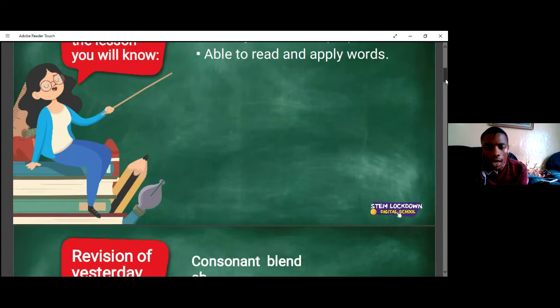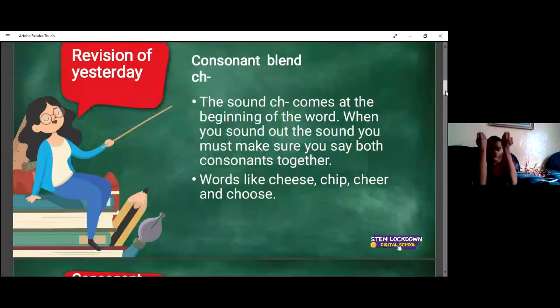Now a consonant blend, right? Revision of yesterday. We did the ch sound, the one in change, in chip, in cheer, in choose. That's when we were doing the ch sound, ch, the one that comes at the beginning of the word. But now we're no more doing the one at the beginning, we're doing the one at the end of the word.